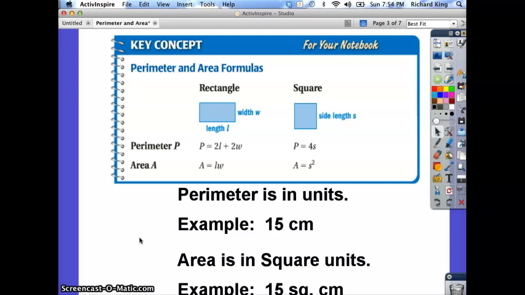As far as the units are concerned, perimeter would be just the regular units. In this case, centimeters, or it could be inches or feet or whatever the measuring units are. But area is in units squared, or square units. In this case, squared centimeters. But it could also be written as centimeters squared that way. So either way would be fine.